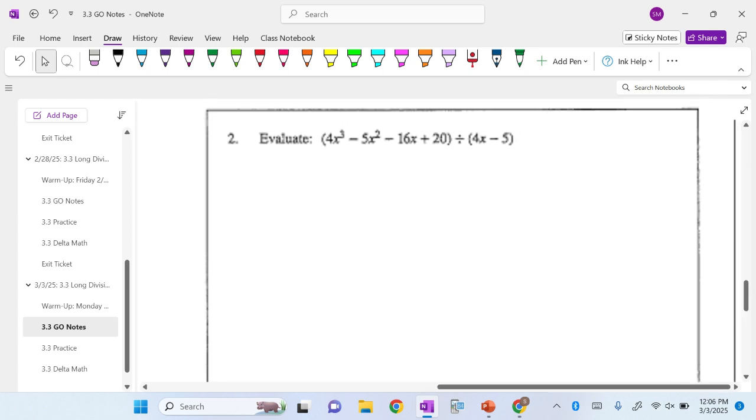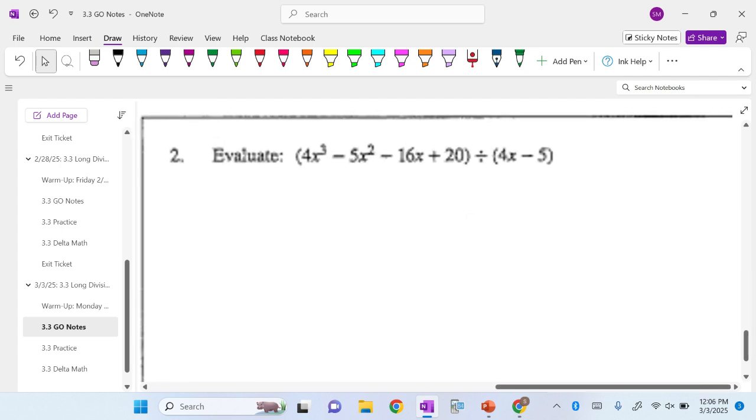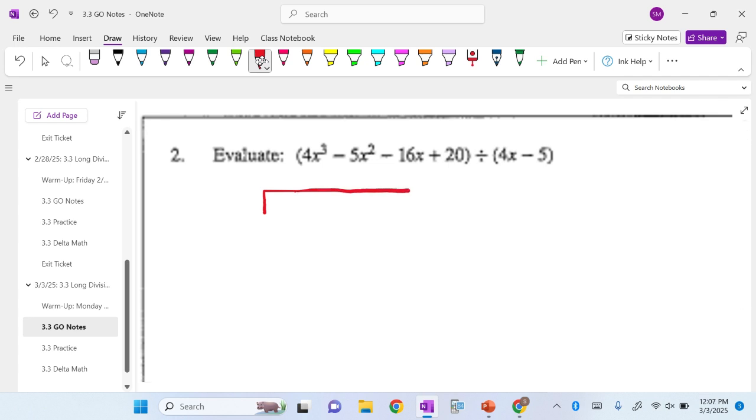All right. Now, given what they gave us, how would I set it up using my little bracket thing? So it will go underneath the bracket. So this time they did not put it in the bracket for us. So what goes underneath the bracket?